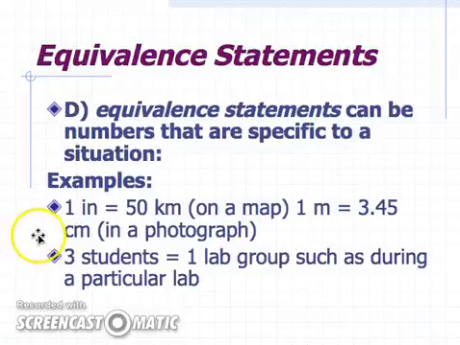And for length, 1 inch is equal to 2.54 centimeters. Okay, the fourth type of equivalent statement would be if we had numbers specific to a certain situation. For example, a scale on a map, or a scale on a photograph. 1 inch on a map could be equivalent to 50 kilometers, or 3.45 centimeters in a photograph could be equivalent to 1 meter.